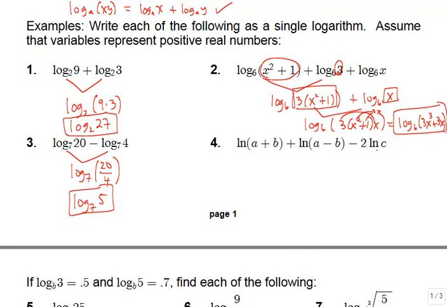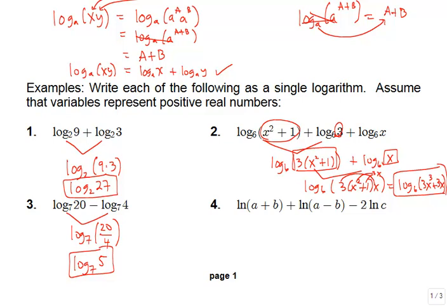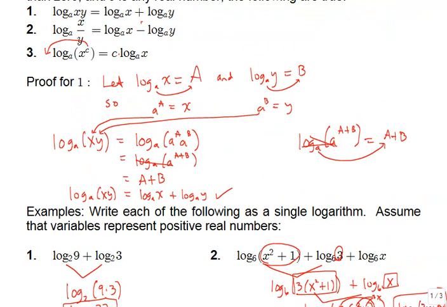Now on the next example here, we've got a mixture of things. We've got a sum, so these two arguments can be combined by multiplying them together. But if you look at this last ln, it's being subtracted, which converts to a quotient, but there's also a coefficient in front, and we haven't had to do one of these yet. This is going to be property 3 in reverse.